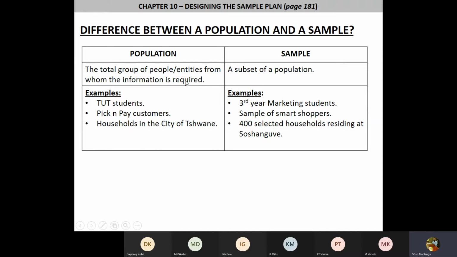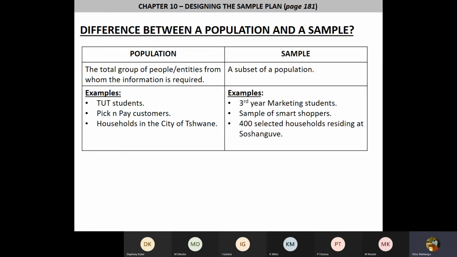So a population is anyone who qualifies. And then from everyone who qualifies, those who we are going to interview, remember, we won't be able to interview everyone, those who we are going to interview are the ones we refer to as a sample. So in our study, if we choose to interview maybe only third-year marketing students, that will be our sample. And then we generalize our results to all TUT students. Remember, we require information from TUT students, and we decide to interview only third-year marketing students. And that becomes our sample, the ones that we have interviewed.